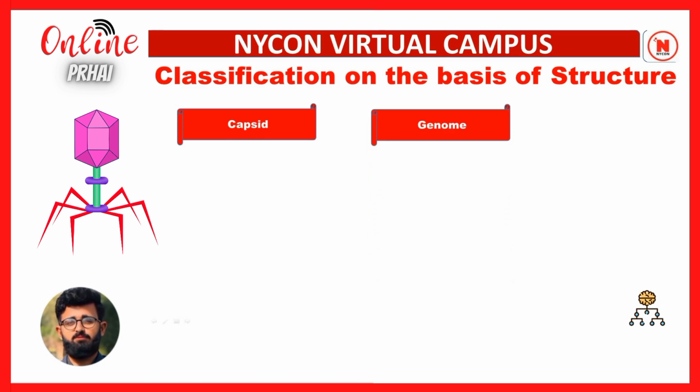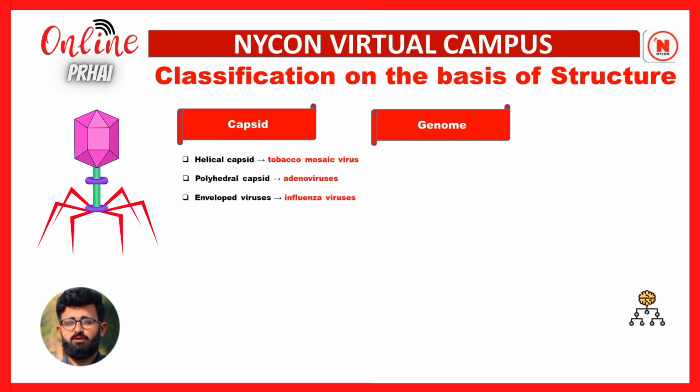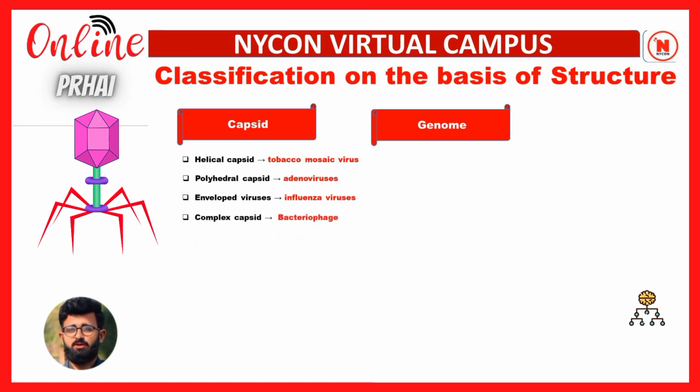First we will classify viruses on the basis of shape of capsid. Some viruses have helical capsid, for example, tobacco mosaic virus. Some have polyhedral capsid, for example, adenovirus. Enveloped viruses have host cell membrane covering the outside of the capsid, for example, influenza virus, and some viruses are naked. Some viruses have complex capsids.